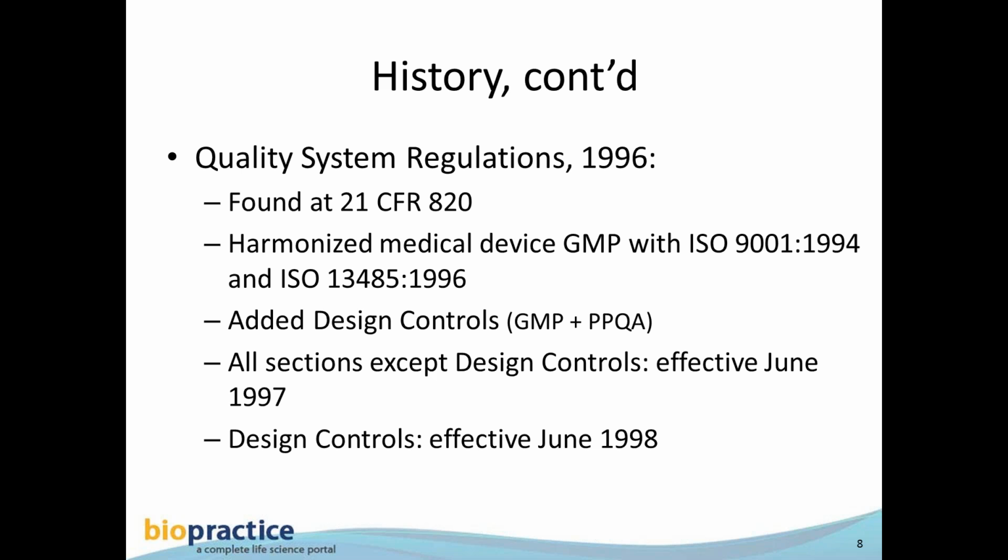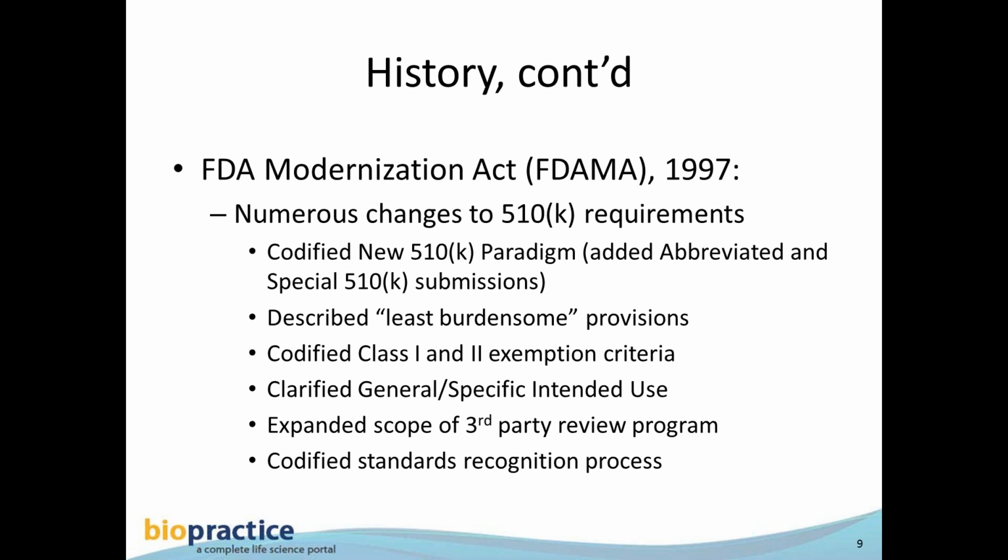Remember, I said in the previous slide, the Safe Medical Device Amendments added pre-production quality assurance to GMPs. The term used in the quality system regulation is design controls, which is essentially the same thing. It's how you design, develop, test, and manufacture a device. Design controls became effective in June 1998, with everything else under the quality system regulation effective in June 1997.